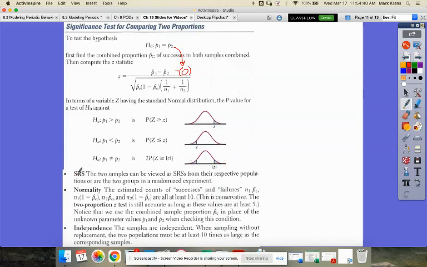Our conditions, nothing too new or creative here. Simple random sample or two groups in a random experiment. Normality: it says at least 10, but you can just let it be at least 5. We see that at least 5 again, and it's kind of conservative, but it can be 5. And we use p hat combined. So it's the sample size of 1 times the p hat combined and q hat combined. So it's a little bit different than just the counts.